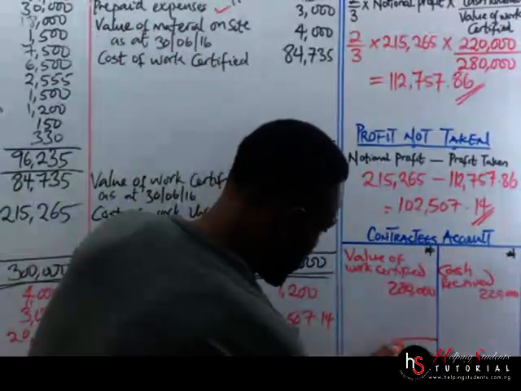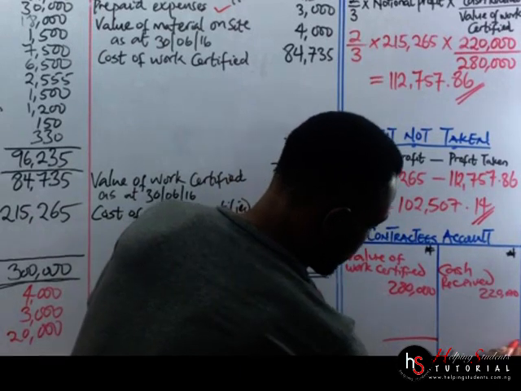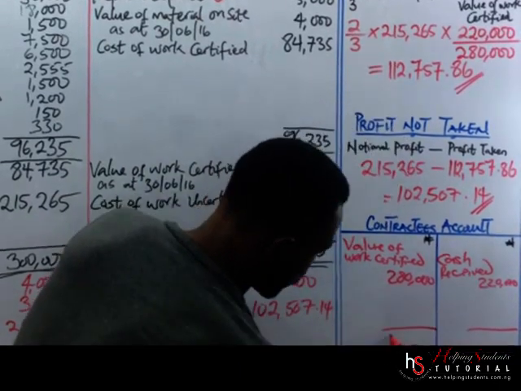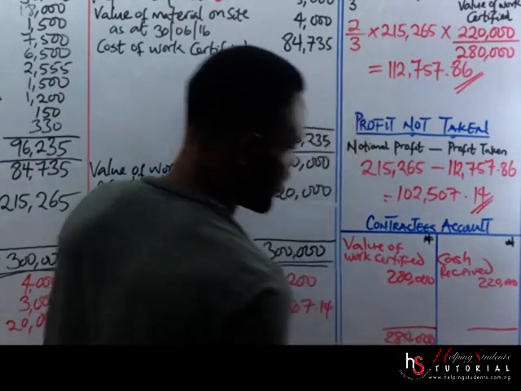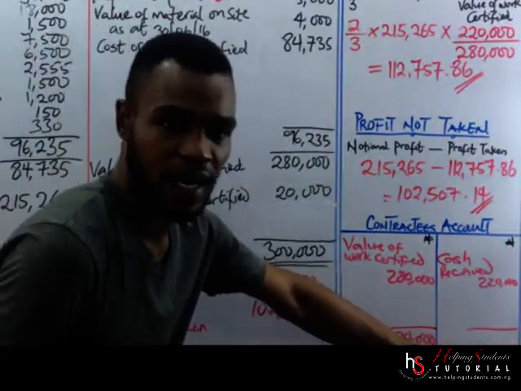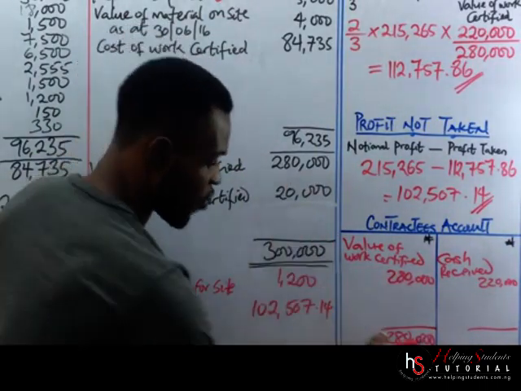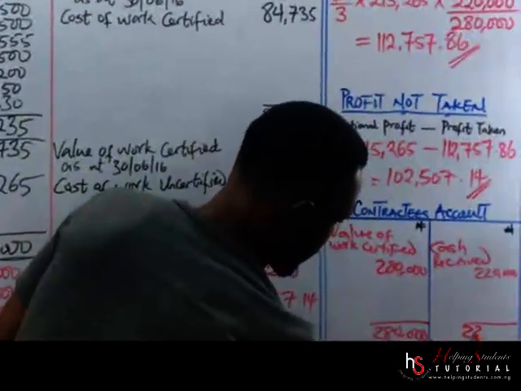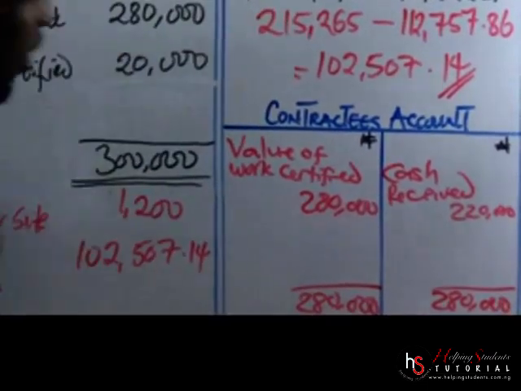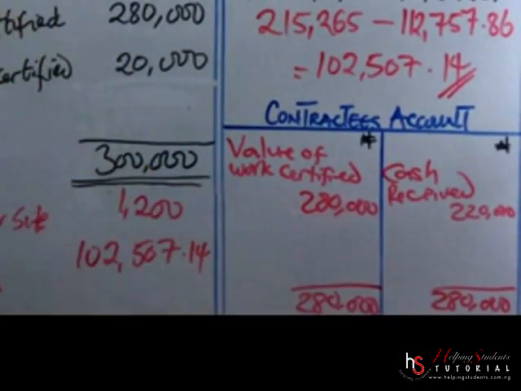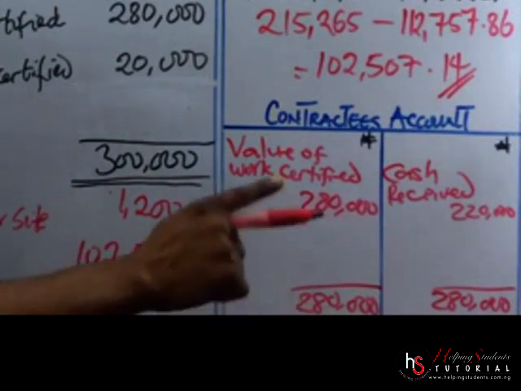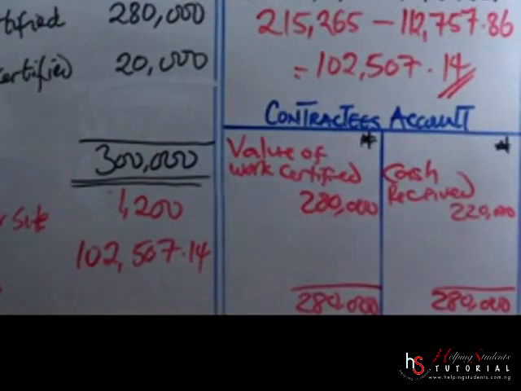So, we want to get our total, right? So we'll go this way. This is 280,000 and this is 220,000. So you can see it is not balanced. In order for it to balance, first of all, you bring the same value here. We have 280,000. So 280,000 minus 220,000 gives us what? 60,000. So punch your calculator, it gives us 60,000.